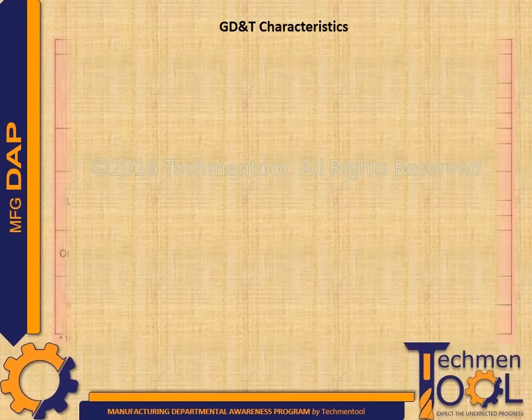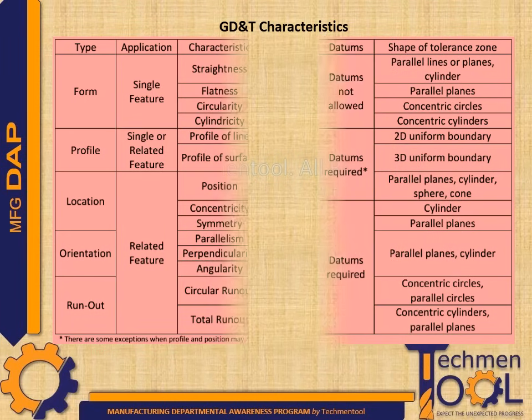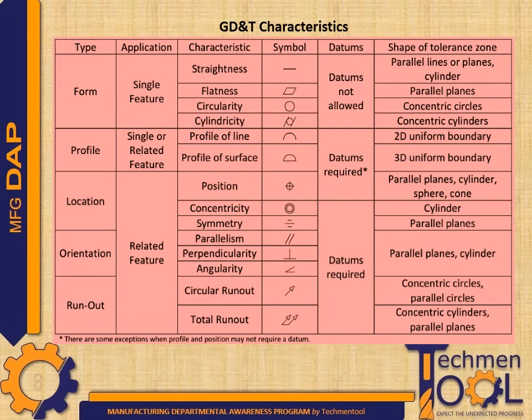These are the 14 standard characteristics and their symbols of GD&T. These 14 characteristics fall into 5 different control types. They are form, profile, location, orientation and runout.